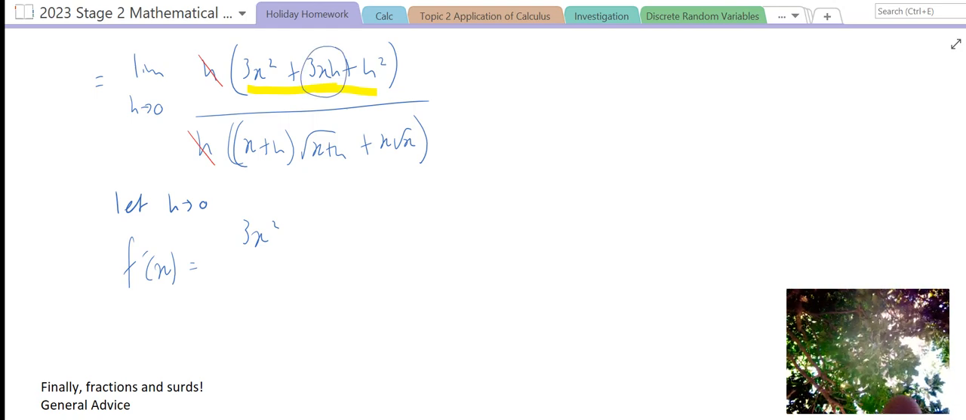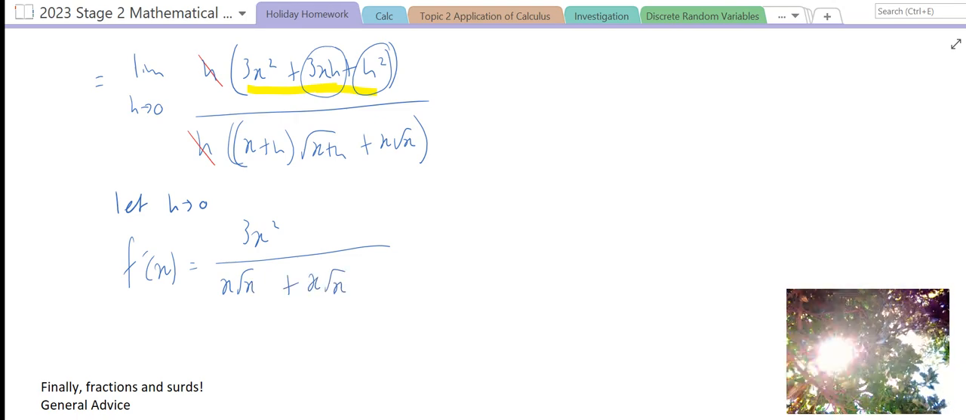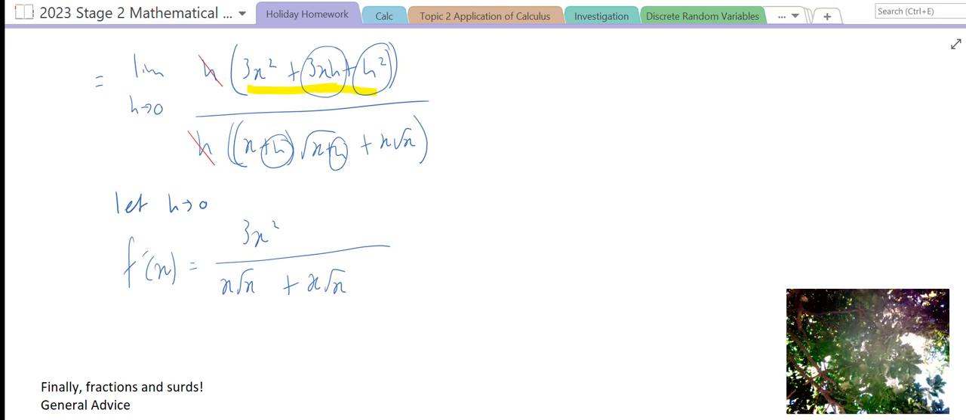This, because there's an h in it, will go towards 0. This, because there's an h in it, will go towards 0. Over, now let's see what's happening on the bottom. This is really x times root x, because the h's go to 0, plus x times root x. So both those h's go towards 0. I'm circling them because it makes it look like zeros to me. So x multiplied by root x.